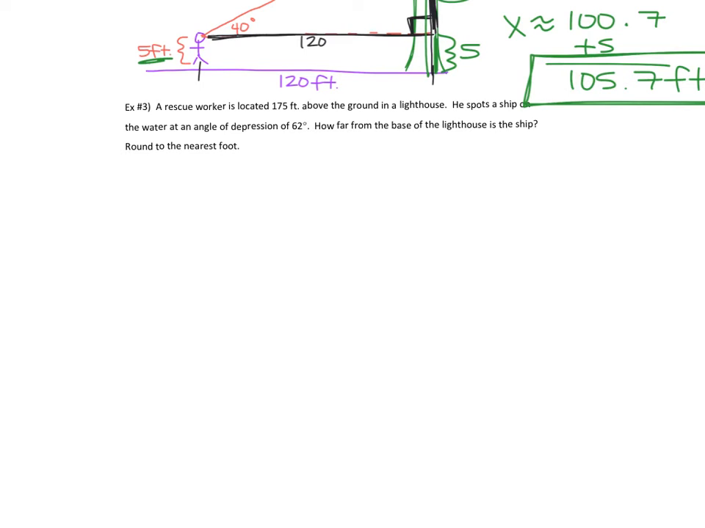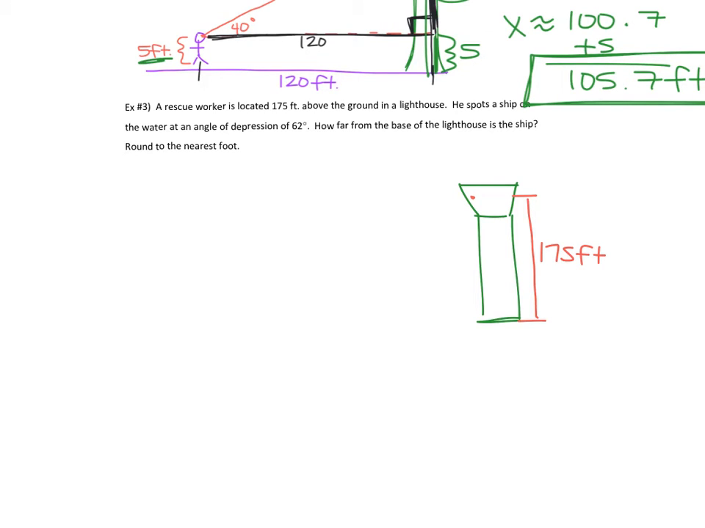So, I don't know what your lighthouse is going to look like. Mine's going to look like my air traffic controller station did. That's my lighthouse. It says the rescue worker is 175 feet above the ground in a lighthouse. So that means that that length, wherever the rescue worker is at, here to here, is 175 feet, okay? Because we're going to say his eyeballs are right about there.